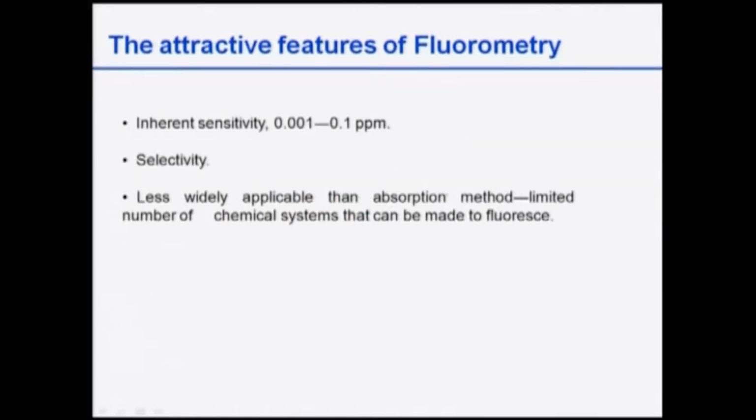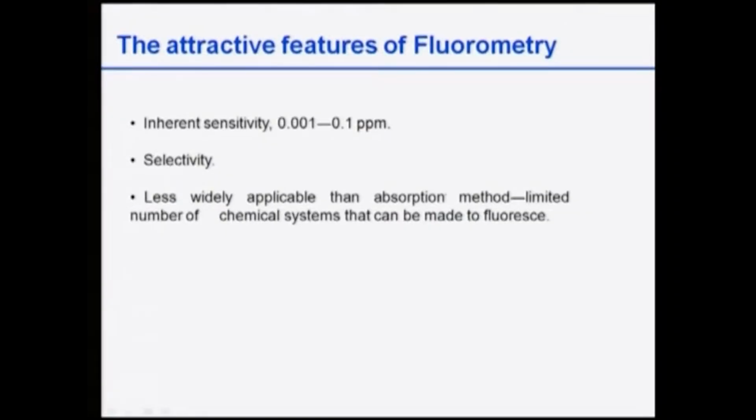There are many attractive features of fluorometry, both fluorescence and phosphorescence. They are inherently very sensitive, that is, we can detect chemicals present in amounts of less than 1 ppm, parts per million. They are very selective for the particular chemical because the excitation is different, but less widely applicable than absorption methods because a limited number of chemical systems can be made to fluoresce.